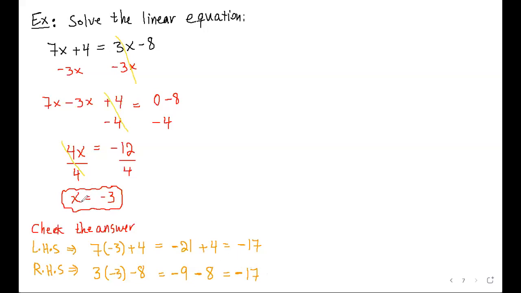This is the answer for this equation. So x equal -3 is the answer for this equation. So this is true. Any questions so far?